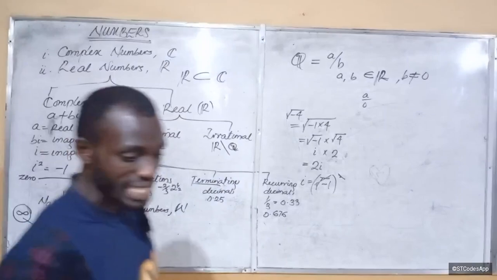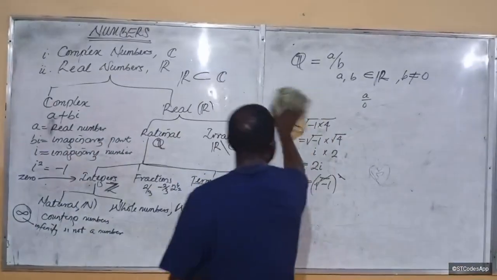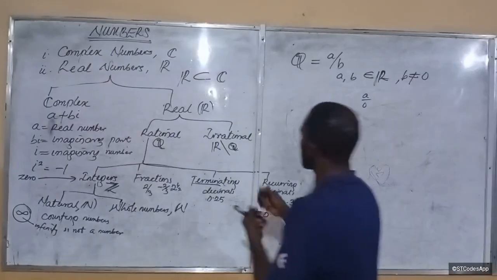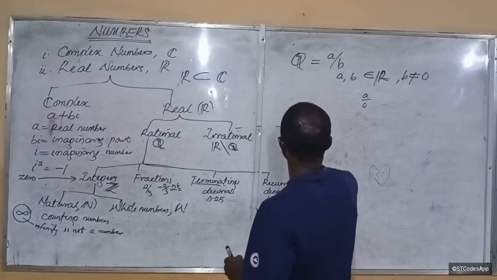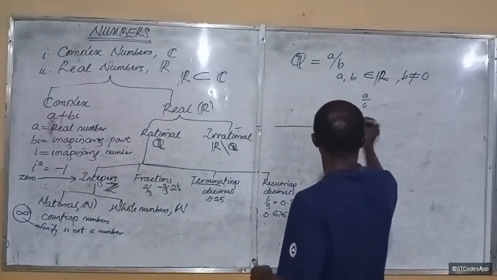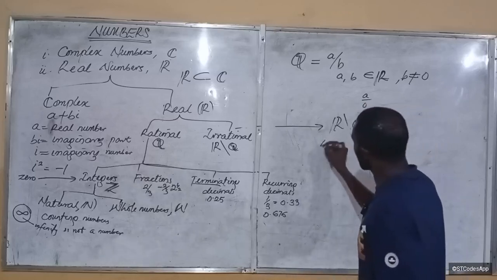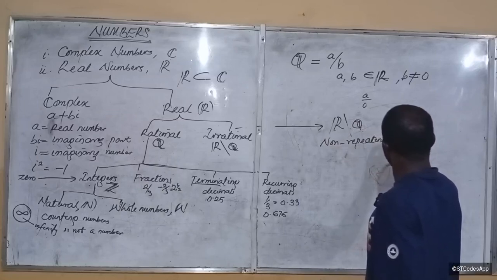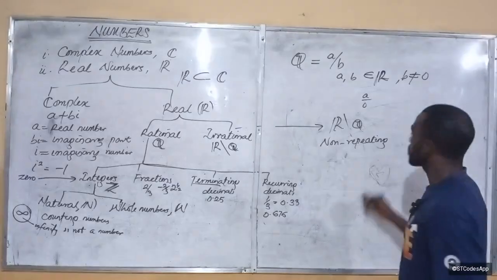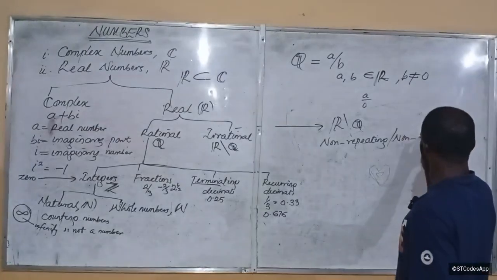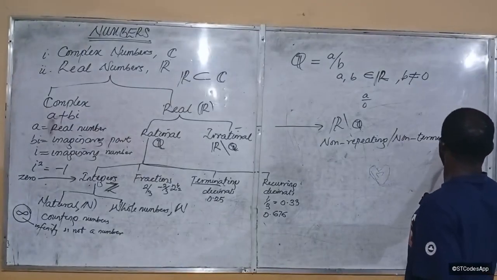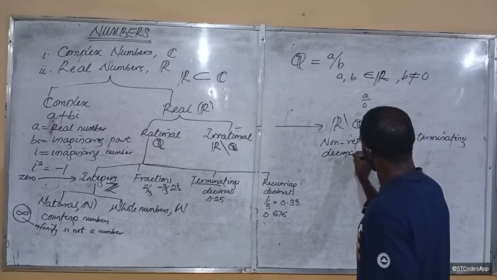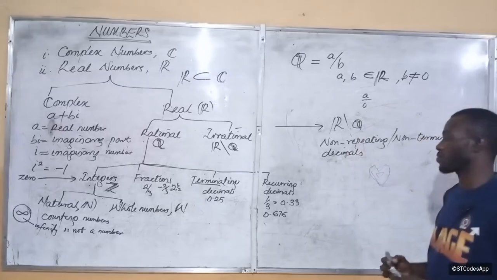Irrational numbers are the ones that are non-repeating. They are non-repeating. So the irrational numbers now, they are non-repeating or non-recurring, non-terminating decimals. Yeah, decimals, pretty much.